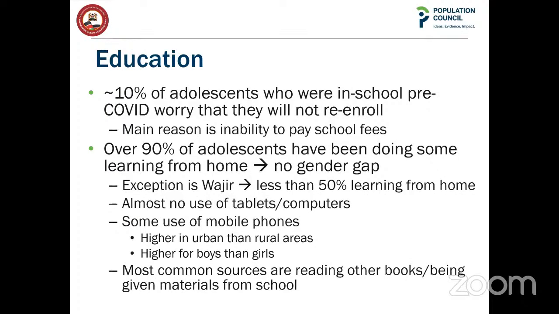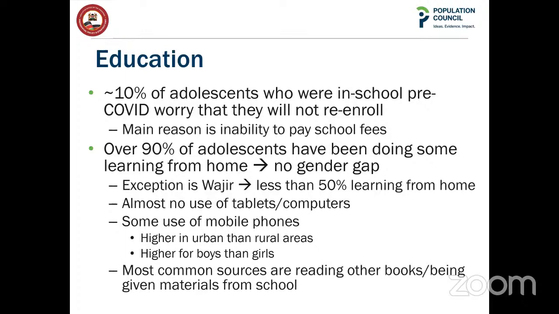Over 90% of adolescents have been doing some form of learning from home during the COVID period, and we didn't really see much difference in gender. One exception in Wajir is that less than 50% reported carrying out any class activities at home. In terms of digital learning, there was almost no use of tablets or computers. There was some use of mobile phones, but higher use of phones in urban areas compared to rural areas. Girls also had less access to digital learning compared to boys.